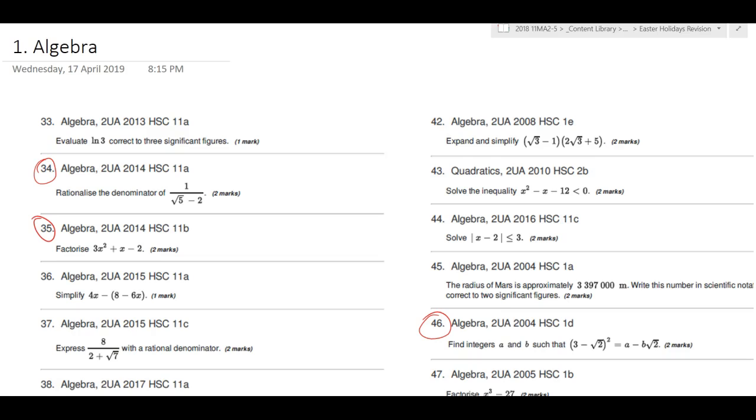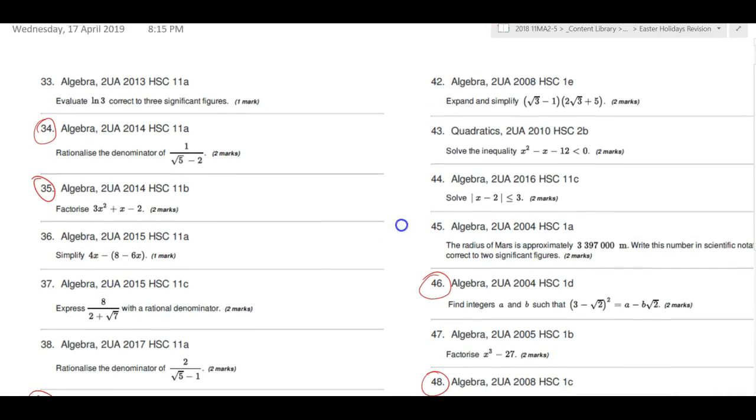I've copied some past HSC questions in here. I'm not going to work through all of these in this video. It would take rather too long, but I would encourage you to work through them in your own time afterwards. I've circled a couple of questions here we want to look at. A few different things that might be a bit rusty.